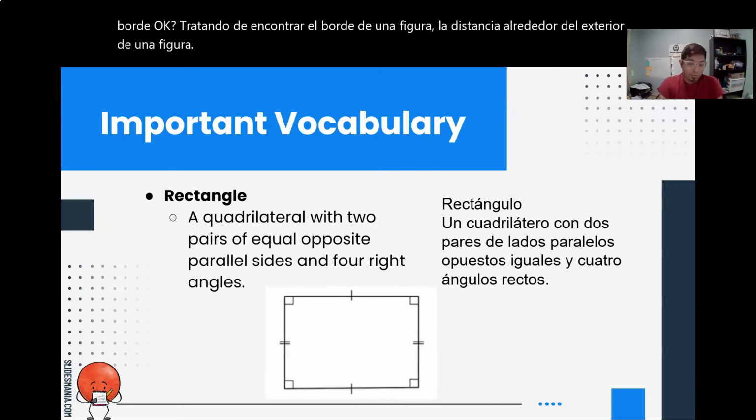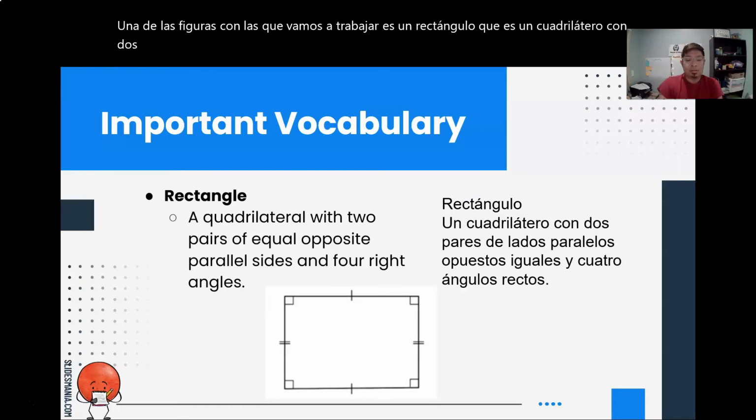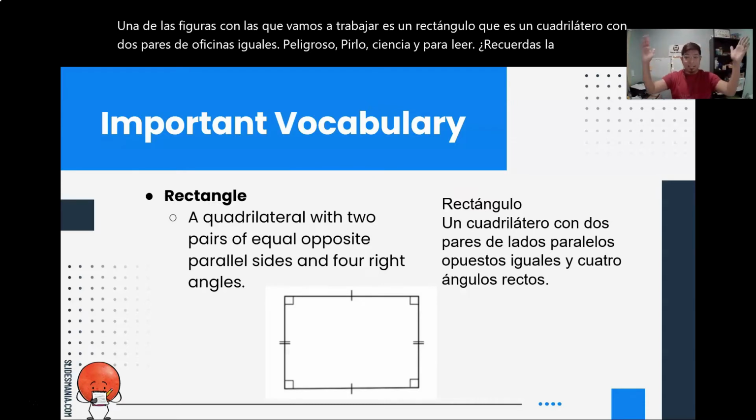One of the figures that we're going to be working with is a rectangle, which is a quadrilateral with 2 pairs of equal opposite, parallel sides, and 4 right angles. Remember, top and bottom are the same, and side to side are the same as well.